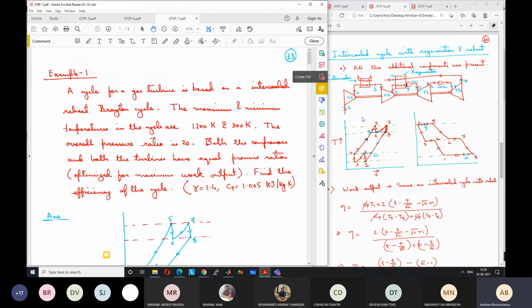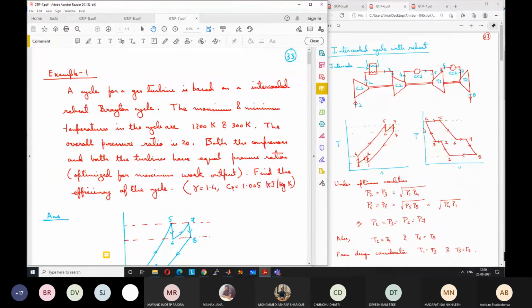So let us take a look at a couple of simple problems. Let this remain open. It will be helpful for us. Let us consider a cycle for a gas turbine which is based on intercooling and reheating. So, a Brayton cycle with intercooling and reheating, like shown here. Maximum and minimum temperatures in the cycle are 1200 Kelvin and 300 Kelvin.